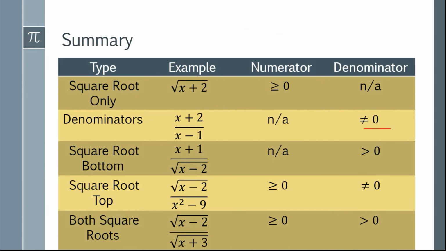And square root on bottom. So we have a square root on bottom. We just ignore the numerator part. And for square root on bottom, the sign should be greater than 0. If we have a square root on top, then the numerator part will be greater than or equal to 0, and the denominator should not equal 0. But what if we have both square roots? For both square roots, the numerator should be greater than or equal to 0, and the denominator should be greater than 0.